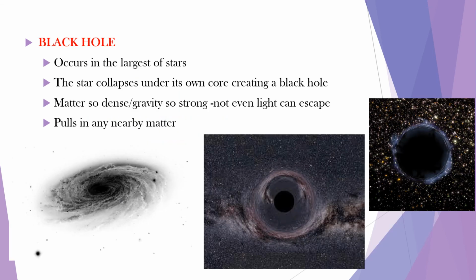The other is a black hole. Okay, so the black hole occurs in the largest of stars. The star collapses under its own core, creating a black hole. So again, there's no energy being created, so gravity takes over, causes the star to collapse. The matter is so dense and the gravity is so strong that not even light can escape. It pulls in any nearby matter. So the black hole happens in the most massive stars. The core collapses, the gravity is so strong that it becomes a black hole.